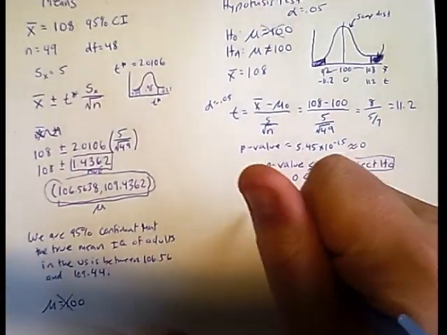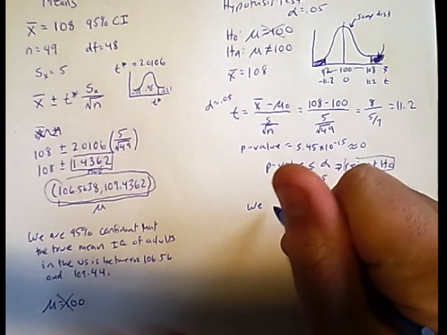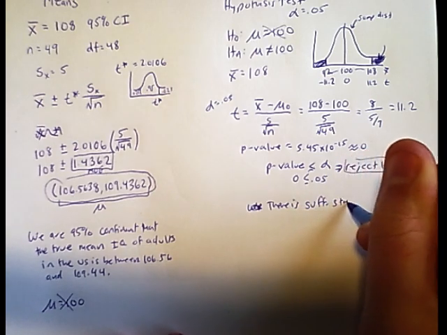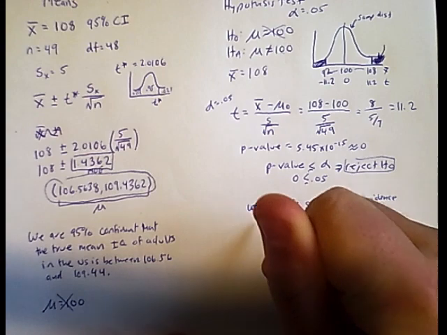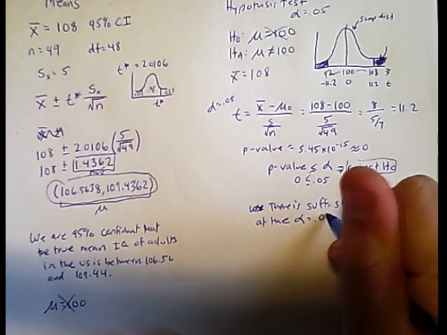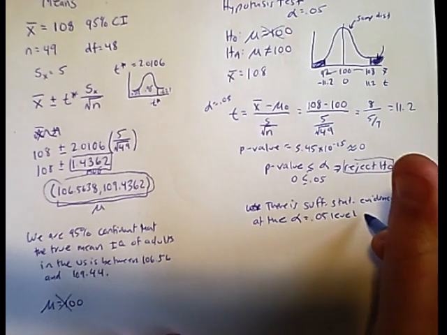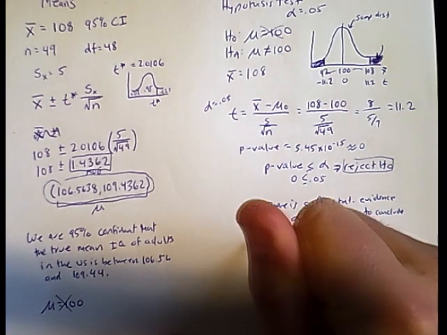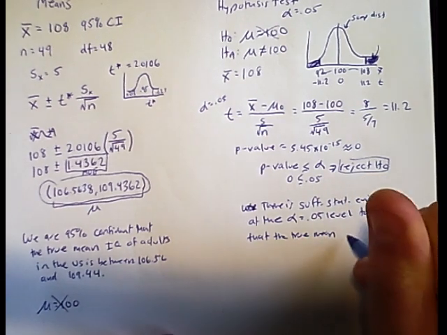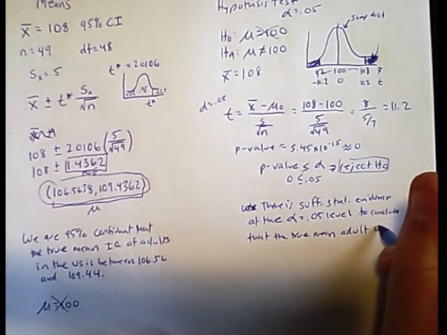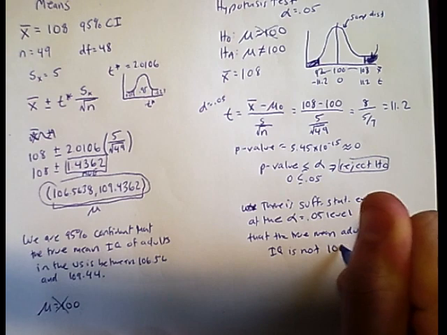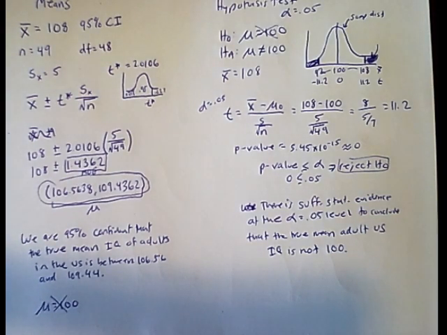Now we would conclude this and say there is sufficient statistical evidence at the alpha equals 0.05 level to conclude that the true mean adult US IQ is not 100. So that's how we would conclude.